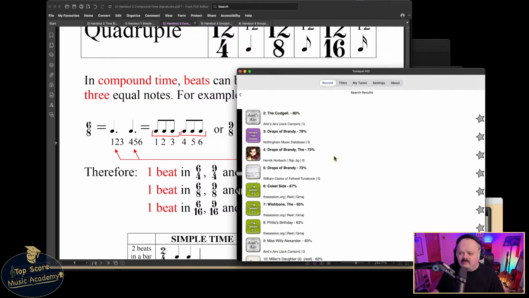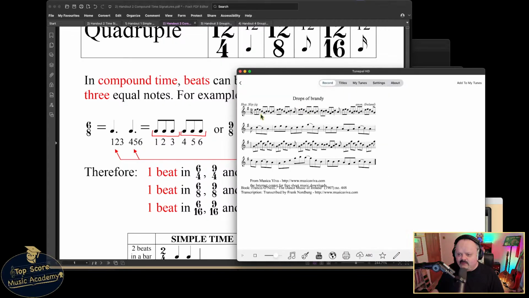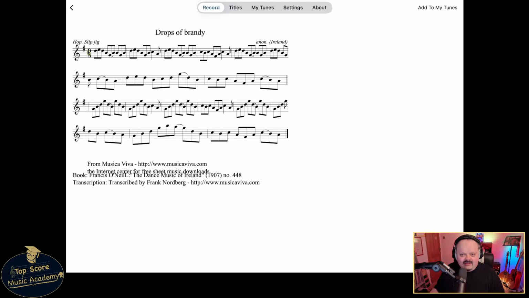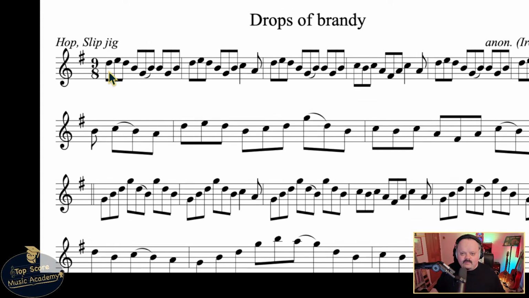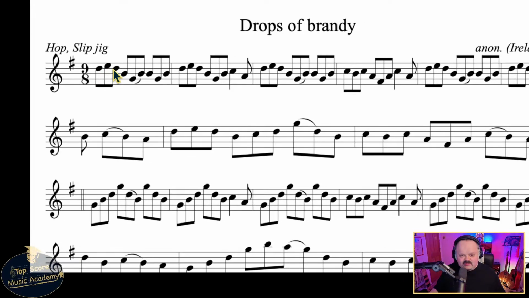I think I may have remembered. It's Drops of Brandy. I thought, yeah, 90%. Yeah, it is. Yay. Okay, brilliant. Yeah, if we make that a wee bit bigger. Yeah, you can see 9/8 there. And you can actually see, if we zoom in even further, how everything is grouped. The beat is grouped into 3 notes.